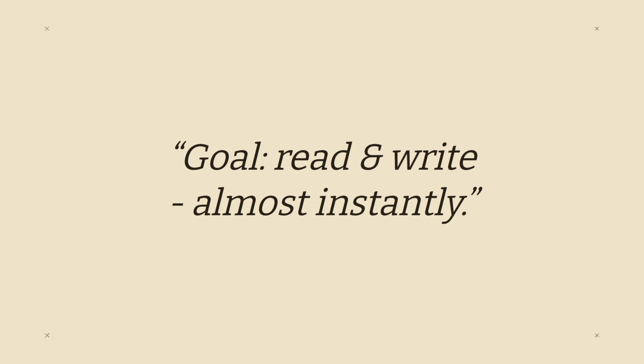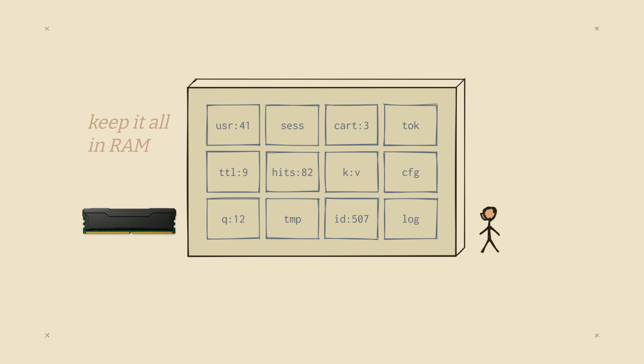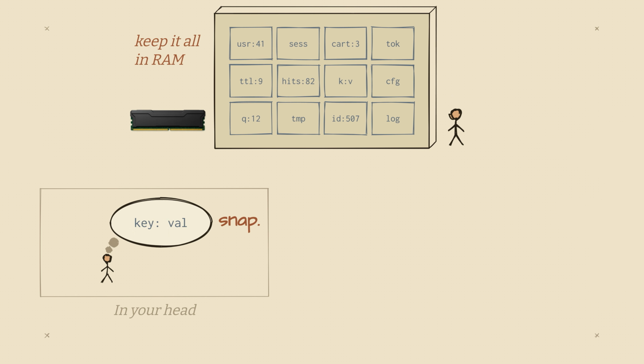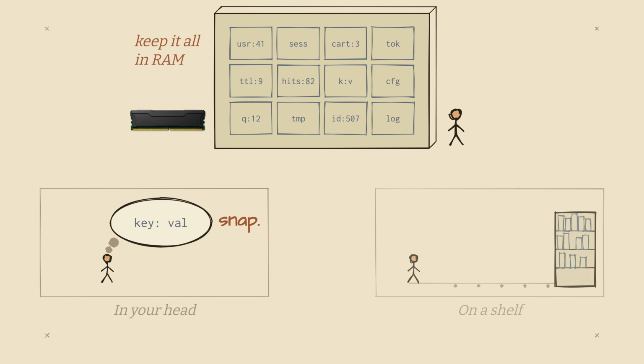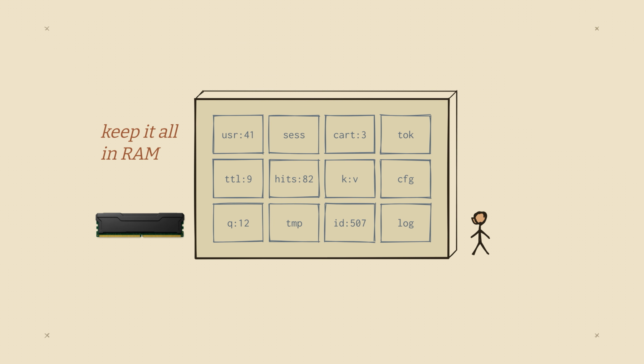Here's the goal: read and write data almost instantly. One big reason normal databases feel slow is that they keep data on disk, and getting to disk is a long trip. The first thing you notice inside, Redis keeps everything in memory. Looking something up in RAM is like recalling a fact from your own head. Going to disk is like walking to a library and hunting for the right book on a shelf. Both work, but one is in a completely different league for speed. That single choice is what makes it fast.